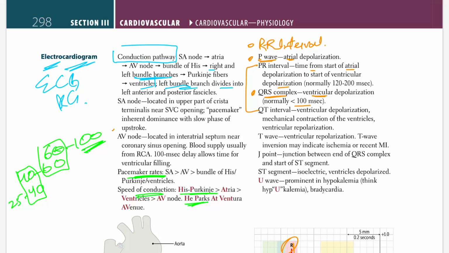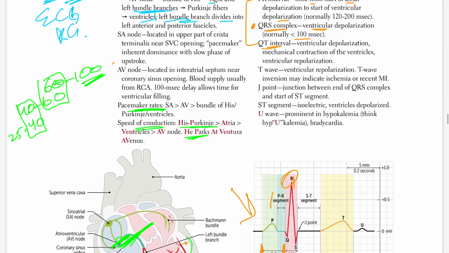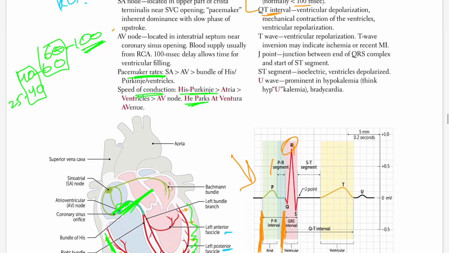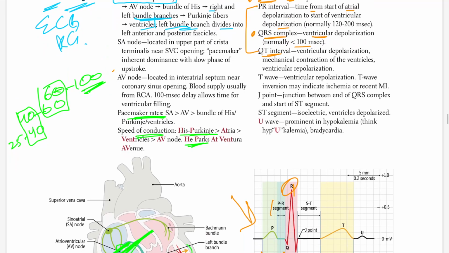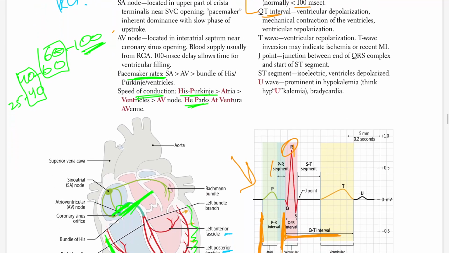Then you have the QT interval. What is QT? This is the QT. A couple of things in the QT: ventricular depolarization is here in the QT. Mechanical contraction of the ventricles, depolarization literally means that you're contracting the ventricles. And then ventricular repolarization. This is the QT. So there are two intervals.